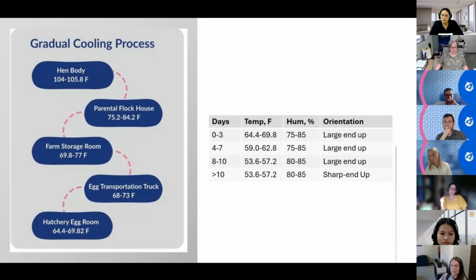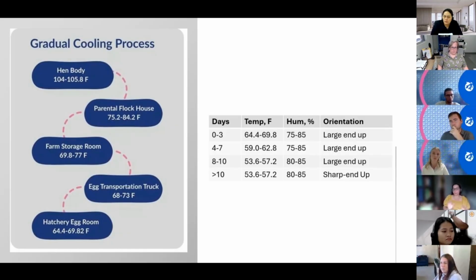Yes, and the data we have is that if you know that egg is going to be stored for more than 10 days, these are the conditions. You should store that egg at 53 degrees, control the humidity to 80 to 85, and the egg orientation should be sharp end down. There's also some turning that you should be doing at certain points of time if it is that long. But it's very detrimental: the longer those eggs are stored, you will have to pay with hatchability. So the numbers are there.